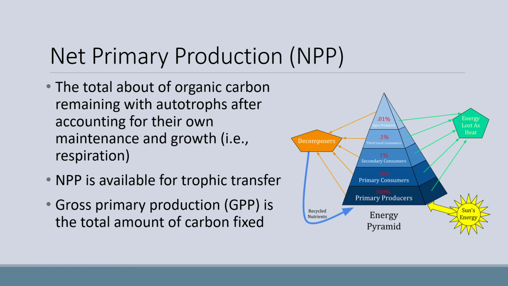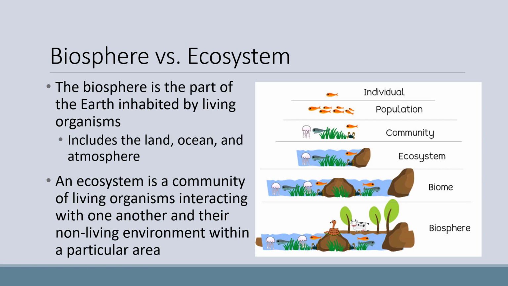Gross primary production, or GPP, is the total amount of carbon fixed before plants have respired in order to meet their own maintenance and growth costs. GPP isn't relevant to entire food webs, but NPP is. Here are some more terms for you.